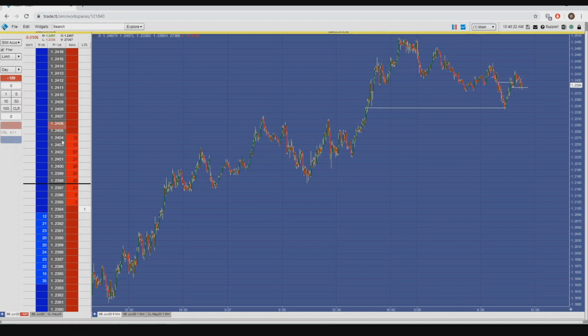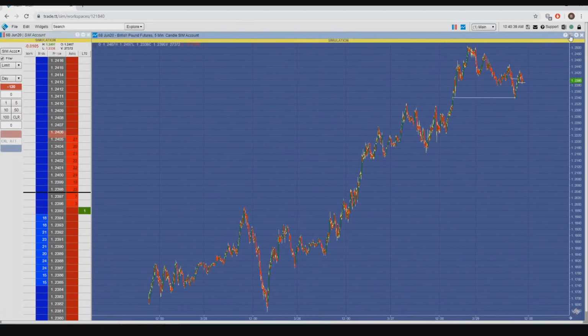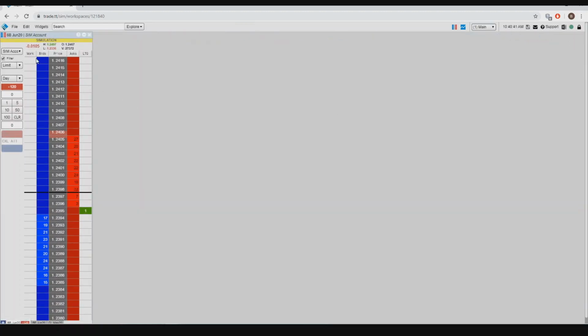It works in essentially the same way. I'm not going to give you a rundown on how to use the platform and how to operate the platform. The key thing to take away is that when we talk about the book, let's just go to the chart to make things even clearer. This is what we mean when we talk about the book. So these are the actual orders sitting in the market at the moment.